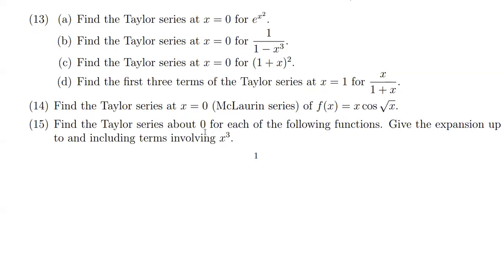Number 14 says to find the Taylor series at x equals 0, or the Maclaurin series, for f of x equals x cosine of square root of x. Okay, how can we approach this? We can, of course, do the brute force way: take derivatives, plug in x equals 0, and try to find a general pattern. I would definitely not recommend doing that in this problem.